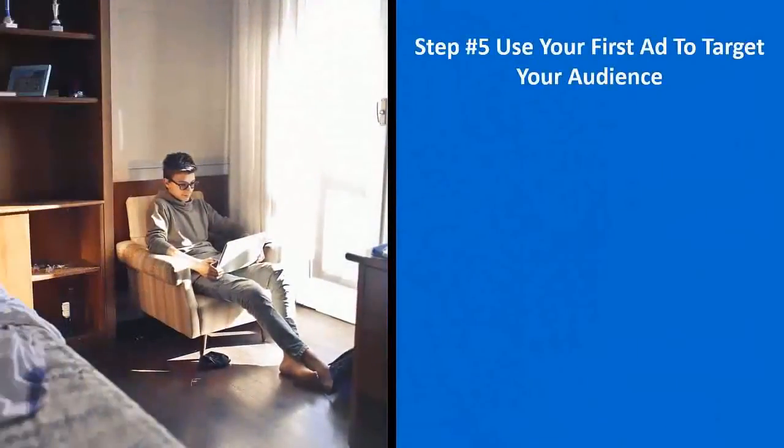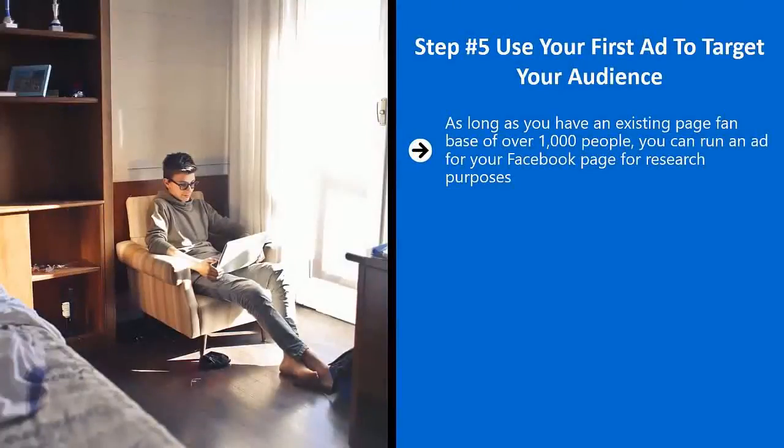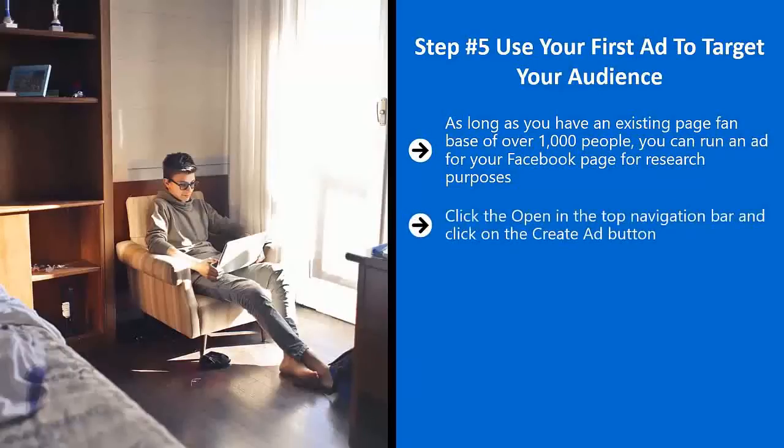Step number 5, use your first ad to target your audience. As long as you have an existing page fan base of over 1,000 people, you can run an ad for your Facebook page for research purposes. Basically, your first ad is going to test how you can target the people who already like your page. Click the Open in the top navigation bar and click on the Create Ad button.